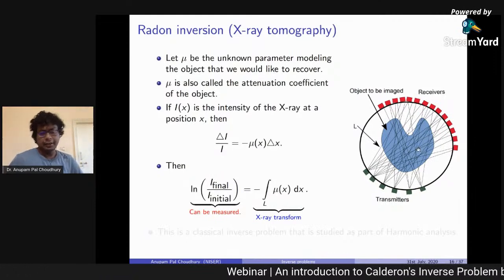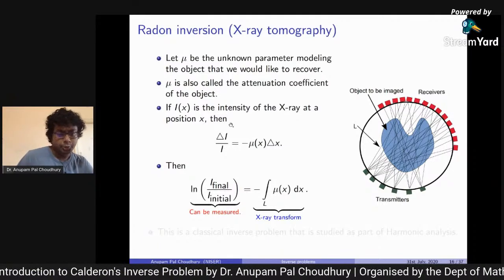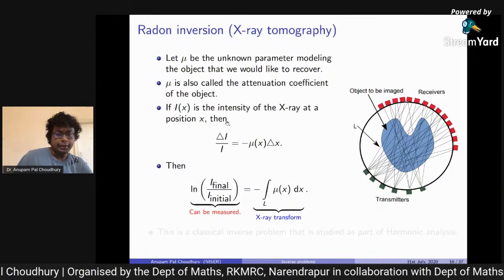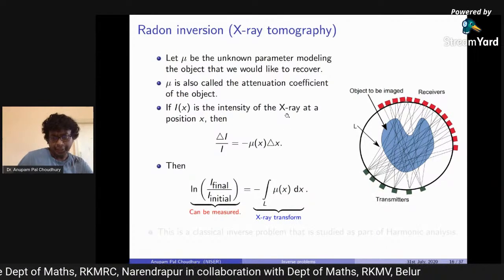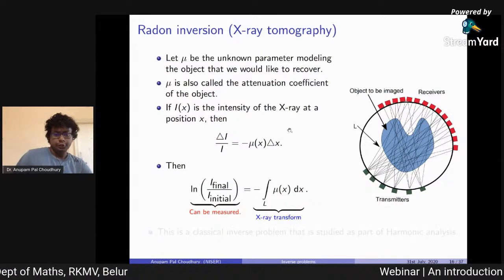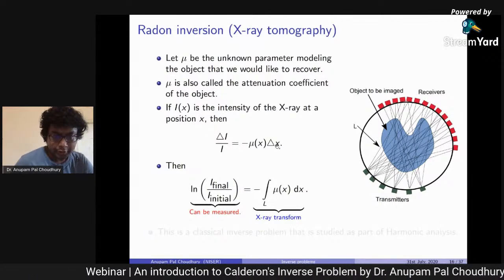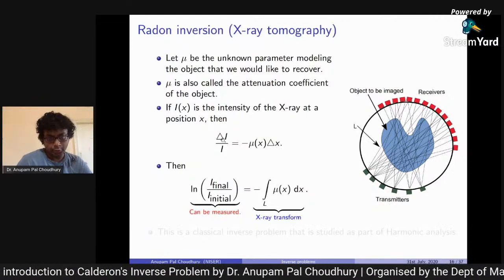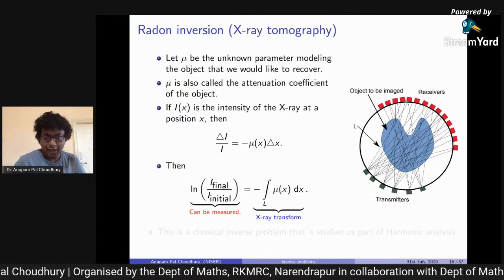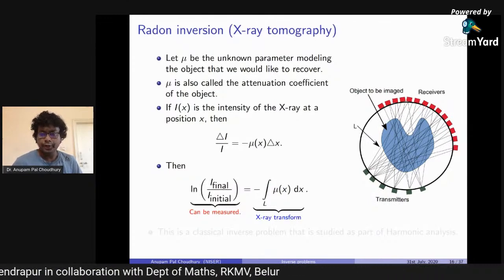Then if you use Beer's law, which gives you a relation between the intensity of the X-ray waves and the position x, what can we do if you look at just this one? We know this is some infinitesimal quantity. So whenever we say this, formally what we do is, delta should be replaced by d. So delta I is dI, delta x is dx. Pretty good. Let's integrate.